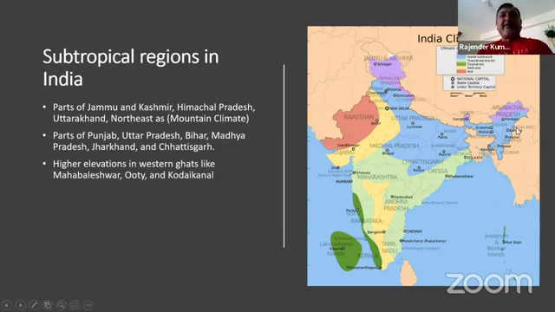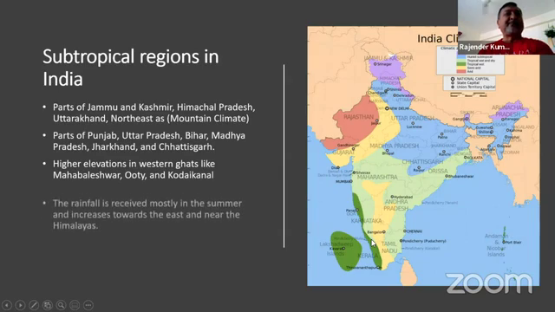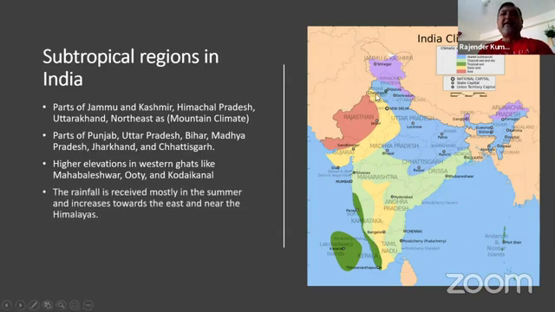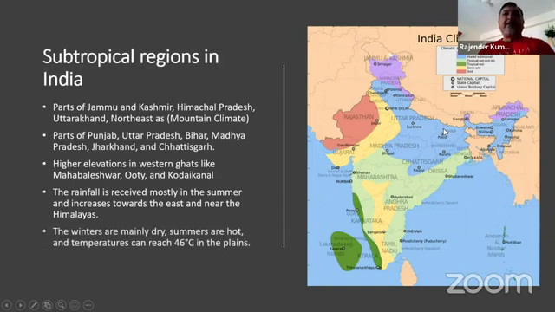Here we have higher elevations in this region, like Mahabaleshwar in Maharashtra, then Kodaikanal and Ooty in Tamil Nadu. Rainfall in this region, if you see on the west side, is less. As you go to the east side or toward the Himalaya, rainfall increases drastically. In this plain area, the summer temperature, like in Delhi or some other parts, may reach 46 degrees. Winter is normally dry.